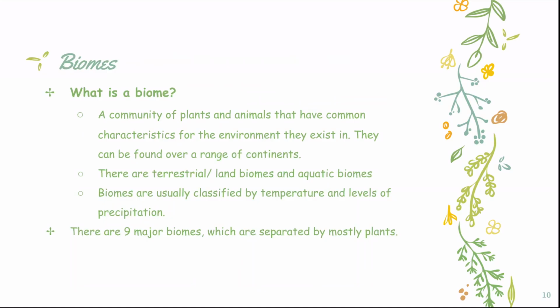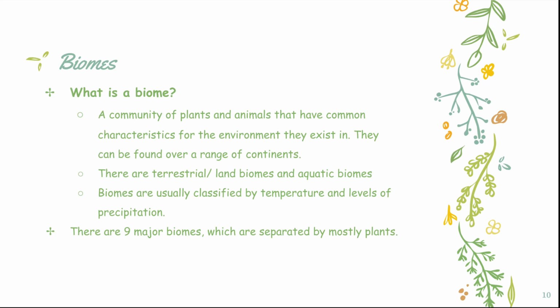So the different areas of the world where plants and animals can essentially live are called biomes. These are very similar to landscapes, which we talked about earlier when classifying habitats. So what is a biome? A biome is a community of plants and animals that have common characteristics for the environment they live in. These can be found over a different range of continents.